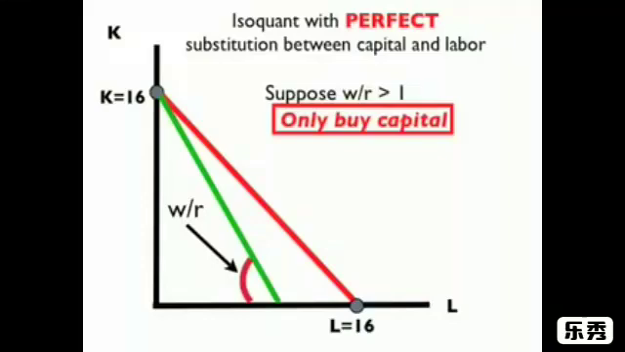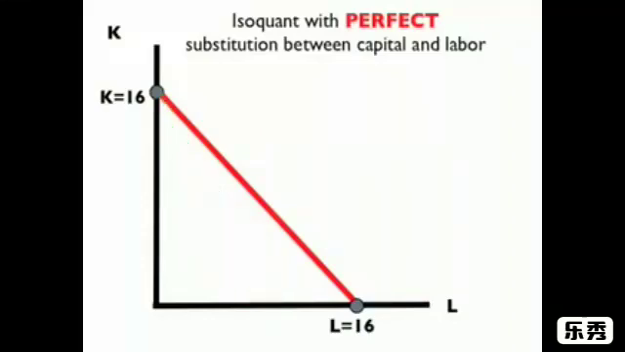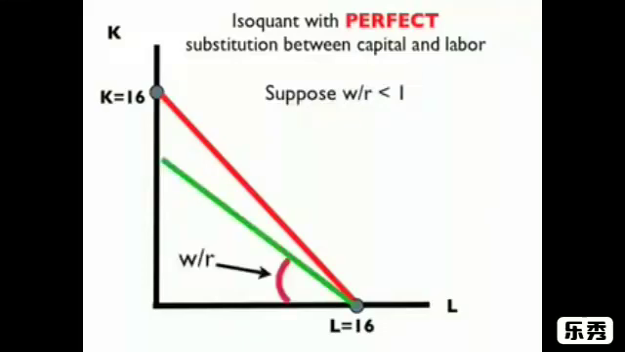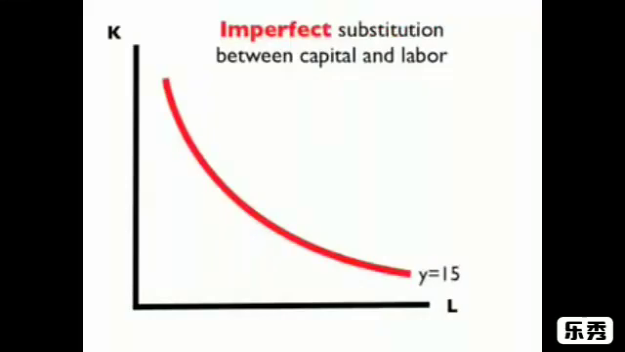The firm would completely specialize its production in the use of capital. Now, if the wage-rental ratio was slightly less than 1, slightly less than the slope of the isoquant, the firm would go in a completely opposite direction. In that case, labor is cheaper, and it will only choose labor and no units of capital. Again, a razor's edge. But these two examples, where capital and labor are either perfect substitutes or not substitutable at all, are the rarity. In general, there's imperfect substitution between capital and labor.